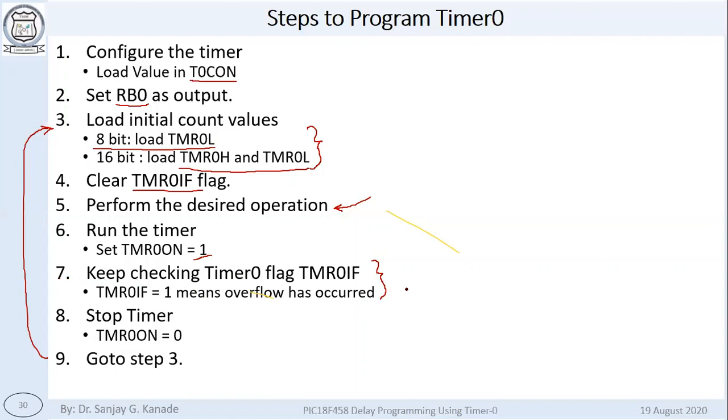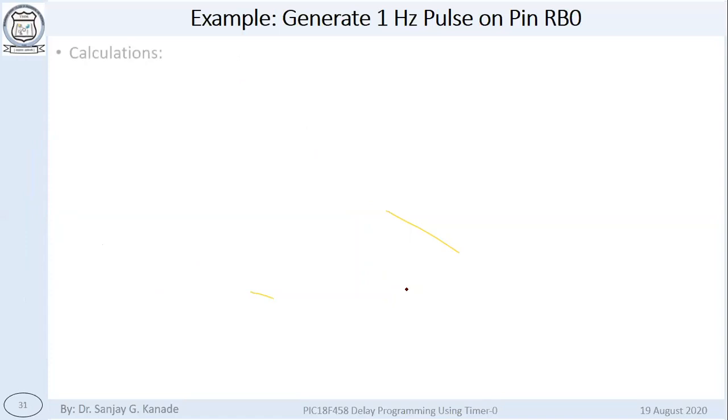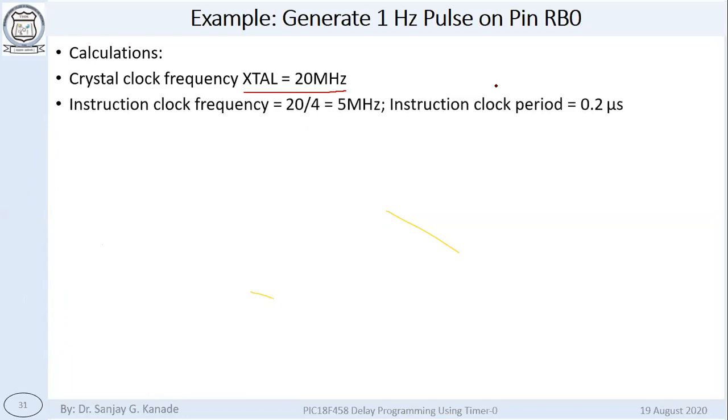In this statement itself we will need one additional loop. As far as the calculations are concerned, if we want to generate a 1 hertz pulse, and the crystal frequency XTL is equal to 20 megahertz, then as we know already, the instruction clock frequency is XTL divided by 4, that is 5 megahertz in this case, and the instruction clock period will be 0.2 microseconds.